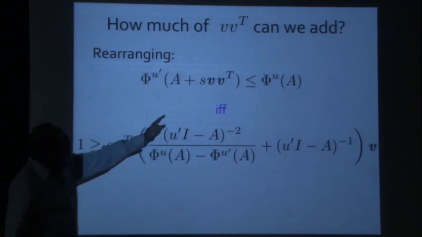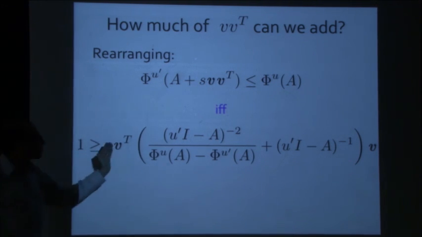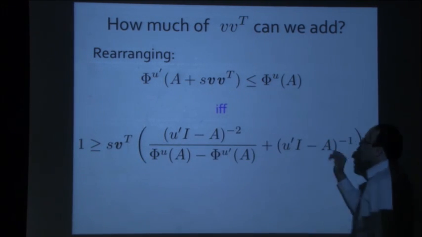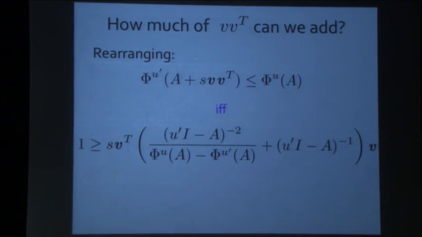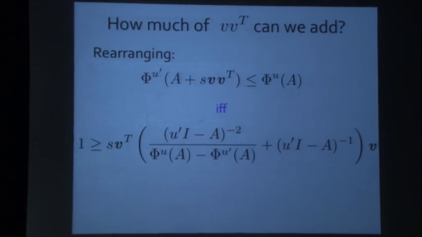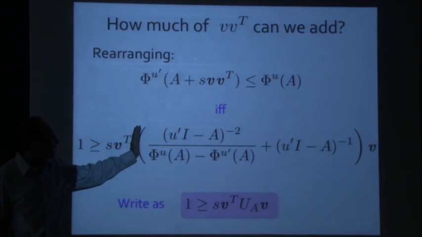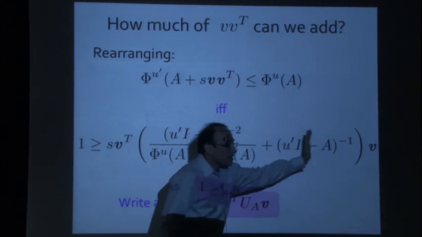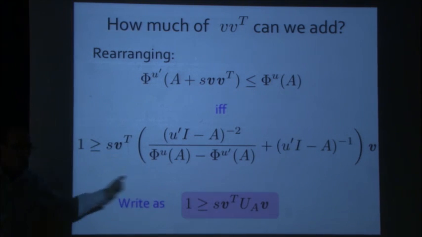You see that you can add the vector v with scaling factor s if and only if this inequality is true. So let me point out the important part of this inequality. There is a matrix in the middle that only depends upon A and the barriers. V does not appear in the middle of this expression. The vector v I want to add and the scaling factor s only appear on the outside. So what that means is I can rewrite it this way. I have what we'll call the upper barrier matrix U sub A, which is this matrix here. And the condition of whether or not I can add a vector v with a scaling factor is just whether or not this quadratic form is at most 1.